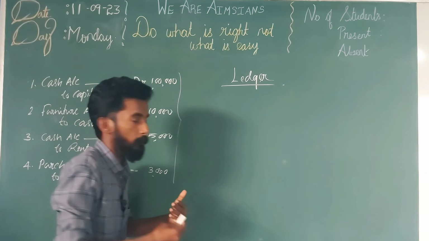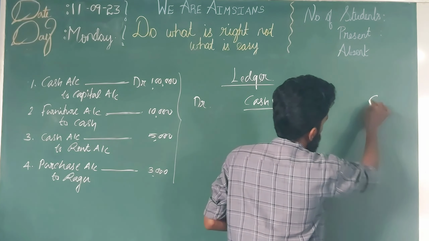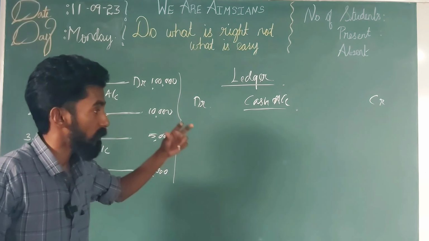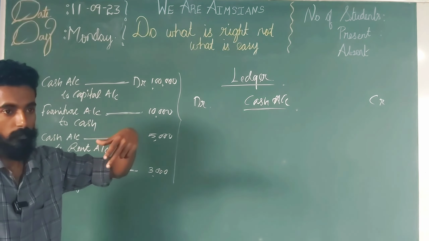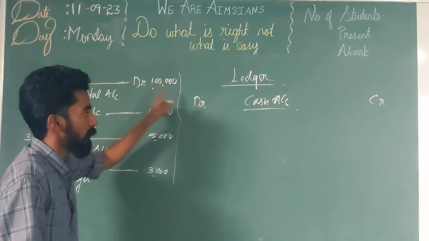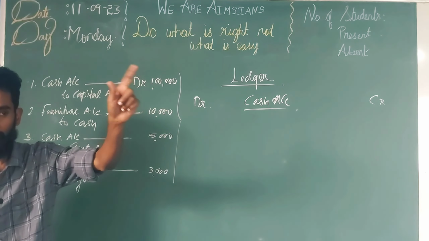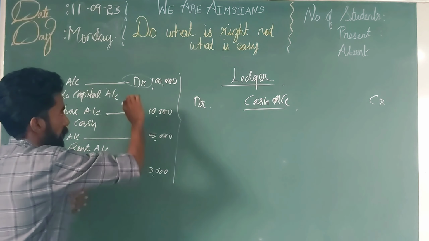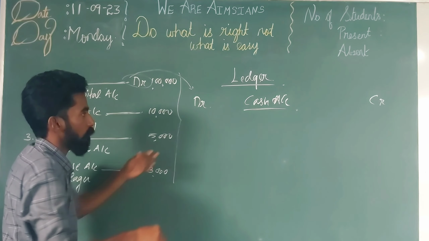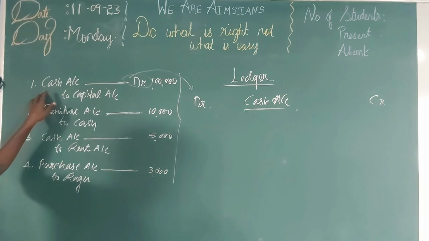Suppose I am going to prepare the cash account. These are the debit side and credit side. Which side do we need to post this entry? Many students face confusion whether we need to post it into the debit side or the credit side of the cash account. Here it is already mentioned cash account debtor, so there is no need to be confused. Directly you have to go to the debit side of the cash account, because the entry is cash account debtor.